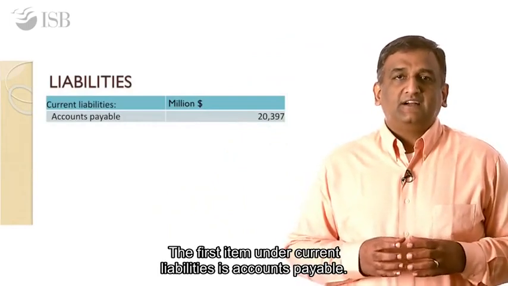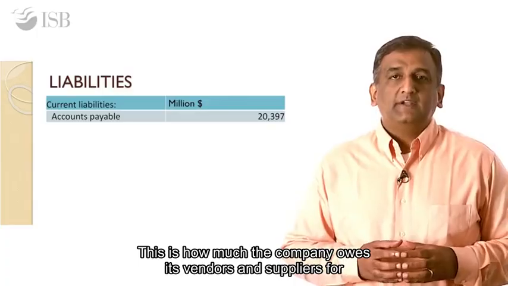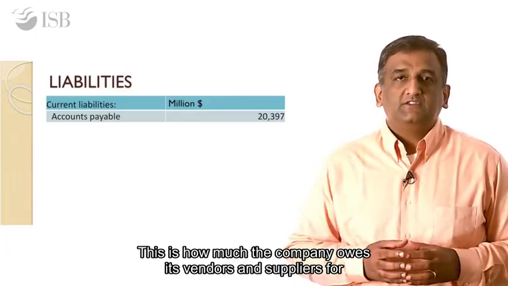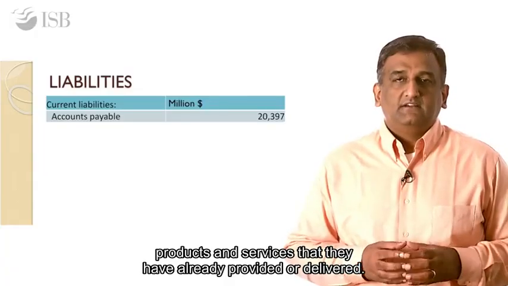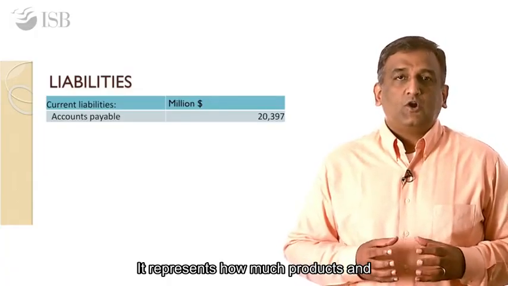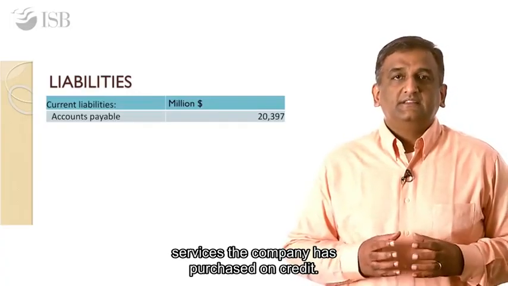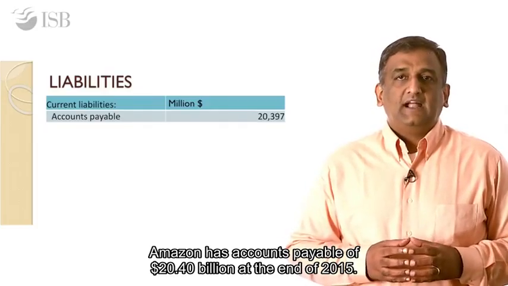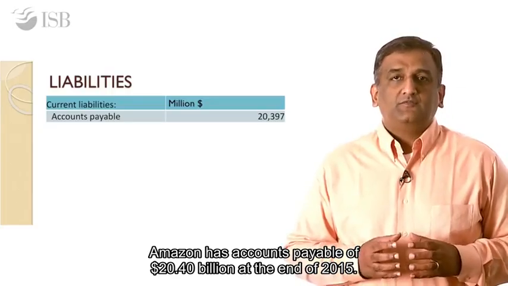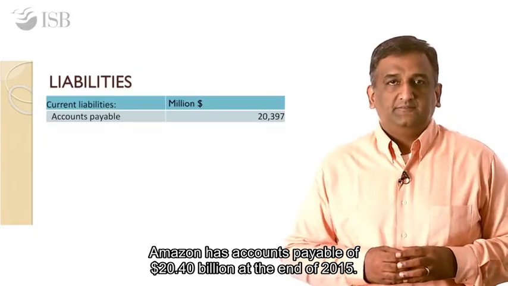The first item under current liabilities is accounts payable. This is how much the company owes its vendors and suppliers for products and services that they have already provided or delivered. It represents how much products and services the company has purchased on credit. These are expected to be paid off by the end of the year. Amazon had accounts payable of $20.40 billion at the end of 2015.